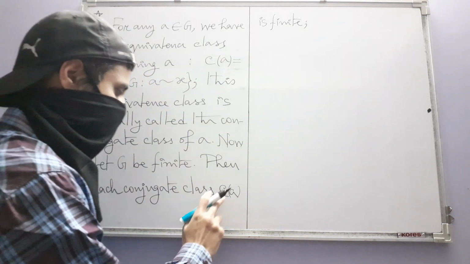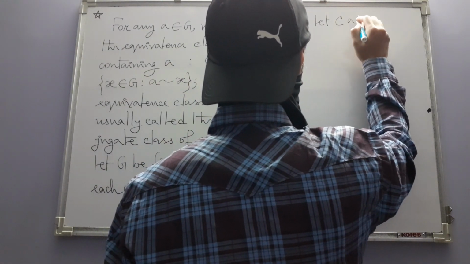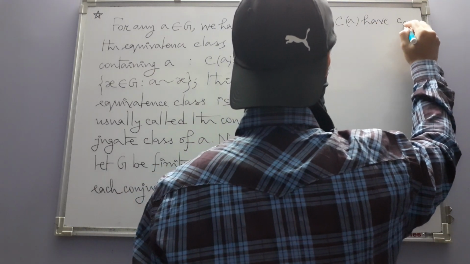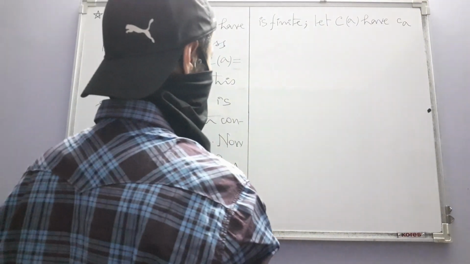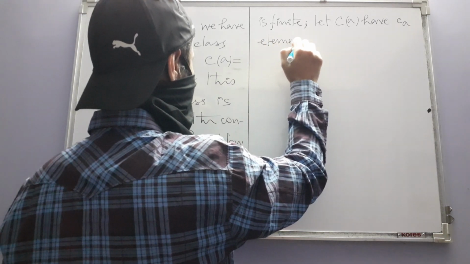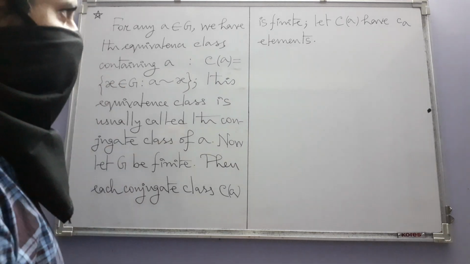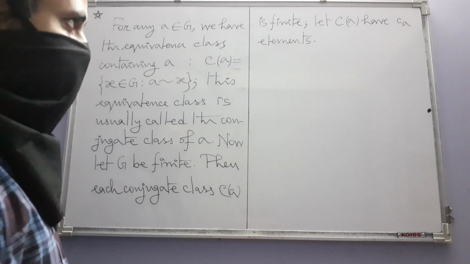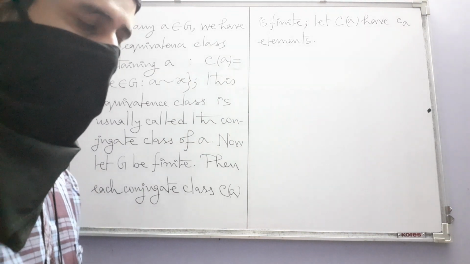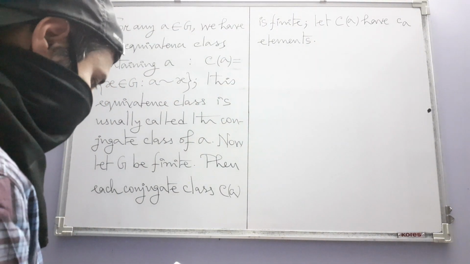So let's give it a name. Let CA have this many elements: small c suffix a, number of elements. Now we will be interested in finding out this CA by some means in terms of something else, and that's where this next result comes in.